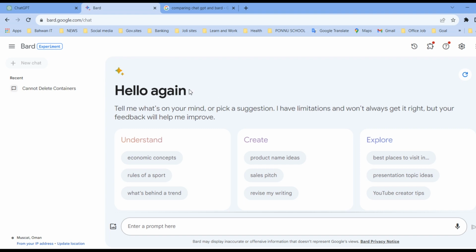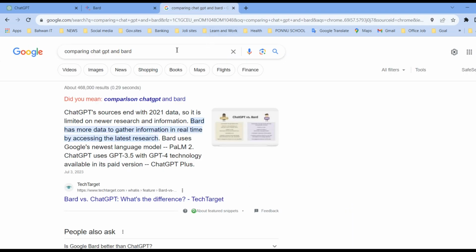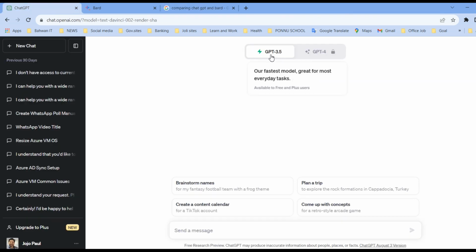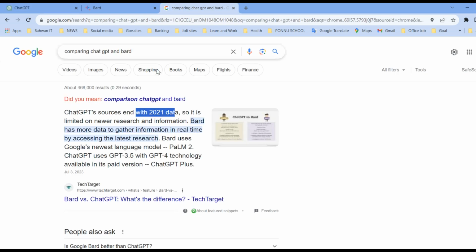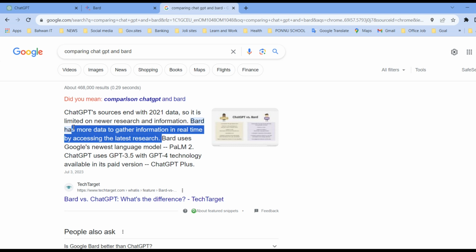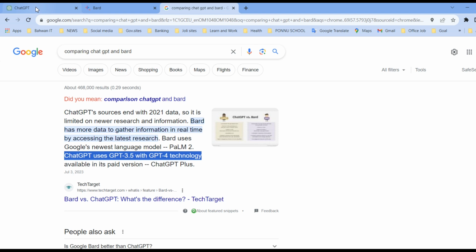It doesn't cost anything. I have just googled comparing ChatGPT and BARD, and what Google says is that ChatGPT sources end with 2021 data. So the free version of ChatGPT, which is GPT-3.5, gives data only till September 2021, but BARD has more data to gather information in real time by accessing the latest search. This is what Google says about its own chatbot. So let us check in the chatbot.